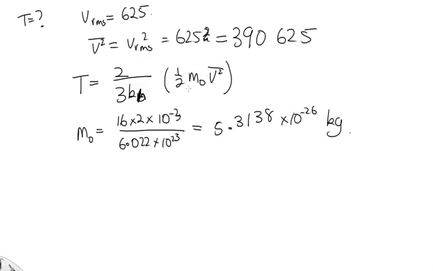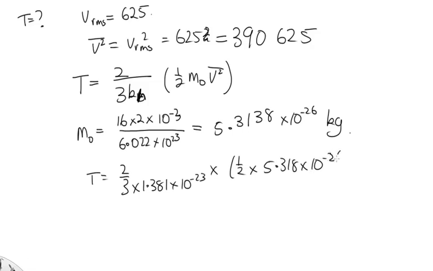Okay, so now we're ready to substitute everything in here. The temperature is equal to 2/3 over kB, so that's 1.381 times 10 to the minus 23, times 1/2 times this number, 5.318 times 10 to the minus 26, times our velocity squared, which is this number up here. We solve that on the calculator and we end up with 501 kelvins. And 501 kelvins looks like a reasonable answer. It's of the same order of magnitude as room temperature, so that's what we'd expect.